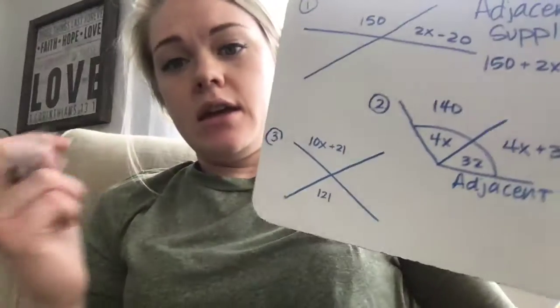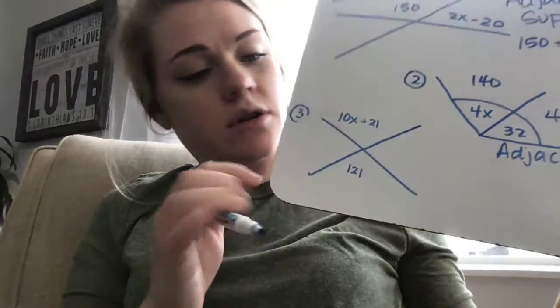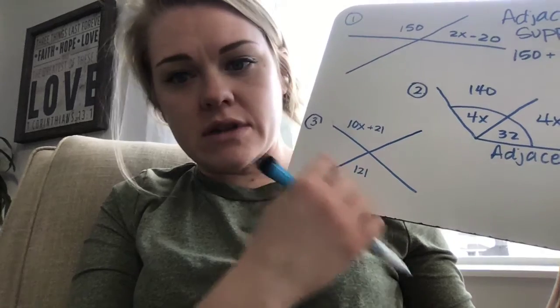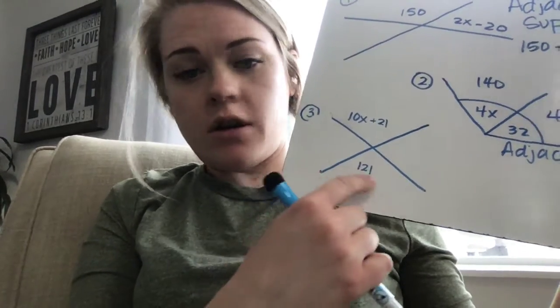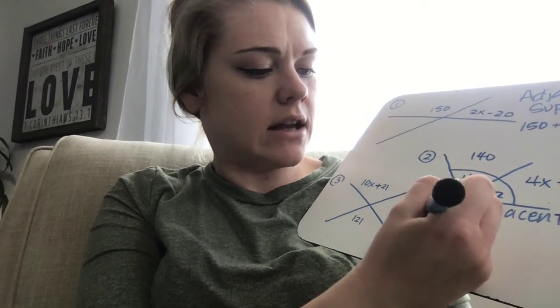Oh my gosh. Okay. The last one, are these adjacent or vertical? So are they right next to each other like all the other ones have been? No, they're not right next to each other. They're across the street from each other, which means they are vertical. I did not see that.